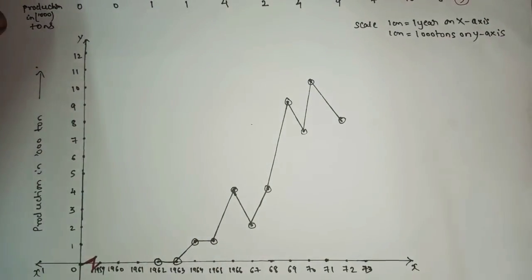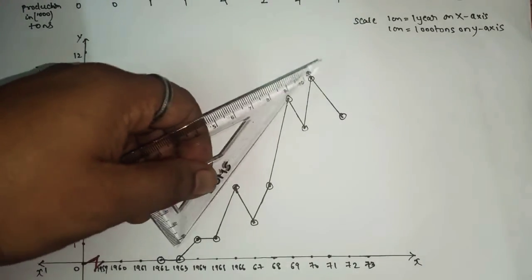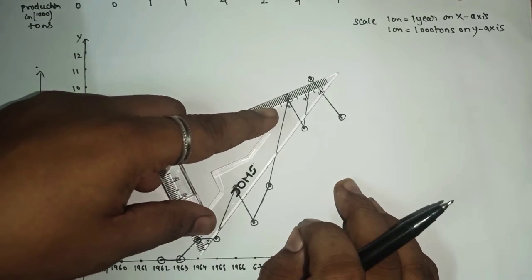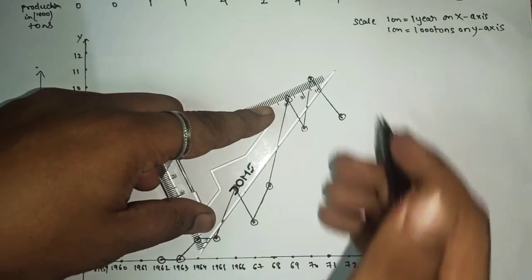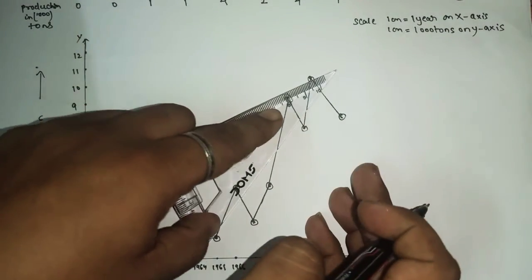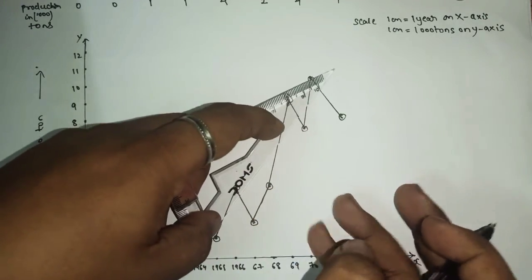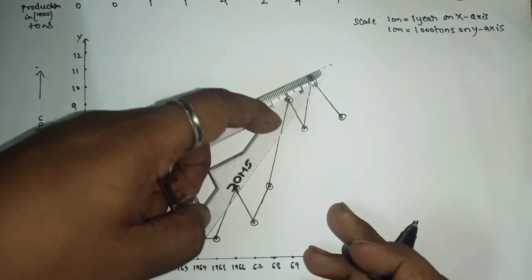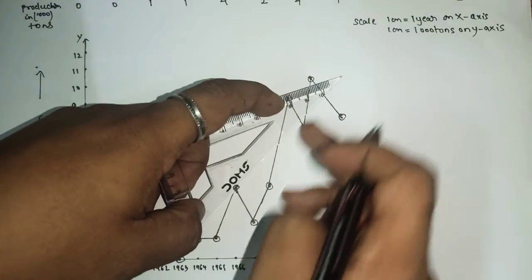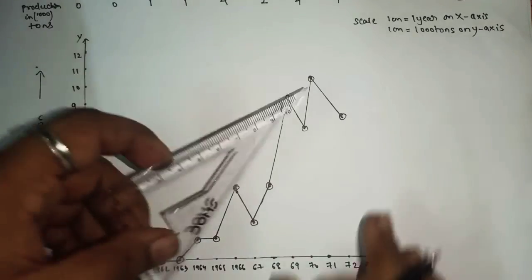Now for this sum, suppose I am drawing from here like this: 1 2 3 4 5, 1 2 3 4 5. So some points are coming below and some are above. It's up to you. You can draw the line from here also or from here also, but the line should pass between these points. Understood? Okay, so now listen here.